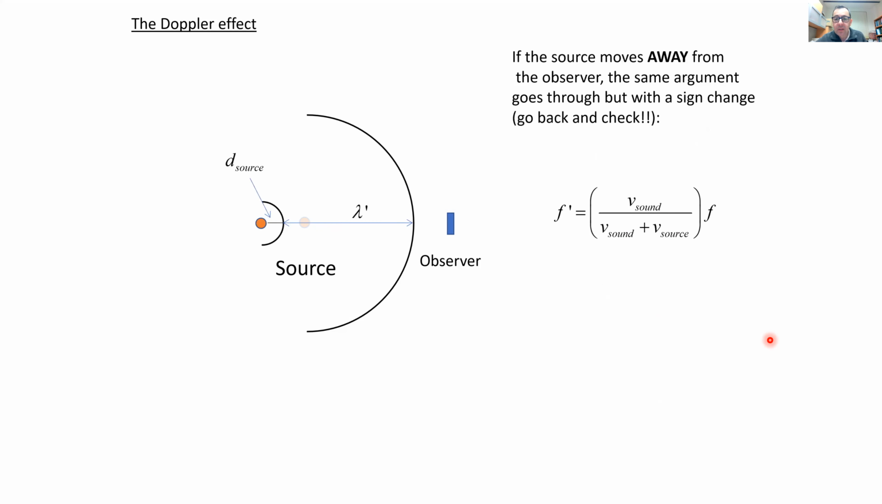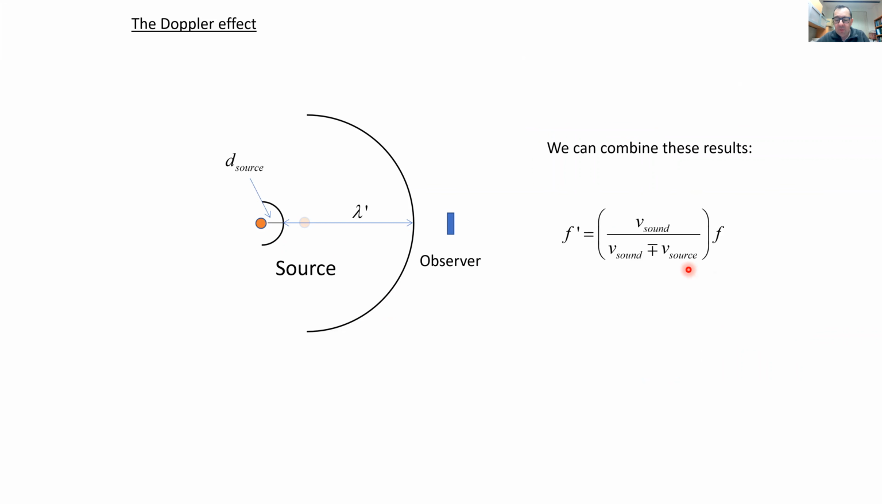Right? Now, if we do the same analysis with the source moving away, everything follows through except that there's a minus sign that has to be taken into account, which ultimately results in this being a plus sign. So I invite you to go back and follow that. It's the same argument except that the source is going the other way, and you'll get this. In this case, notice that the observed frequency is less than the emitted frequency. The source moves away, and the observer measures the lower frequency. That's because this denominator is larger than the numerator.